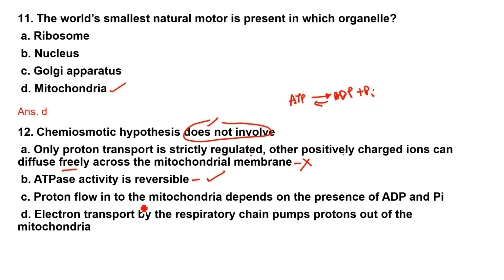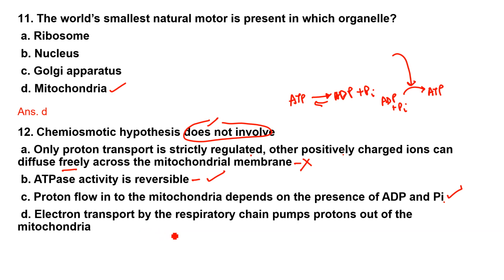This statement is true. Proton flow into the mitochondria depends on the presence of ADP and Pi. This is also true, because once the proton is getting transported from the intermembrane space to the matrix, if there is a lack of ADP and Pi molecules, then the ATP will not be generated. So it depends on the presence of ADP and Pi, inorganic phosphate.